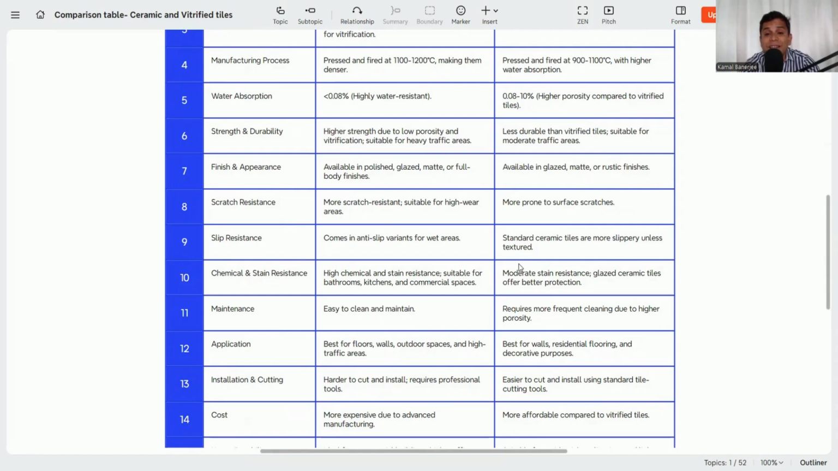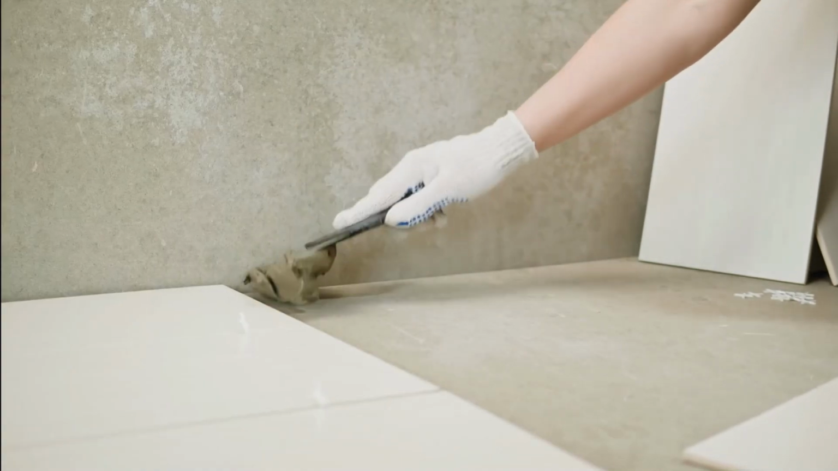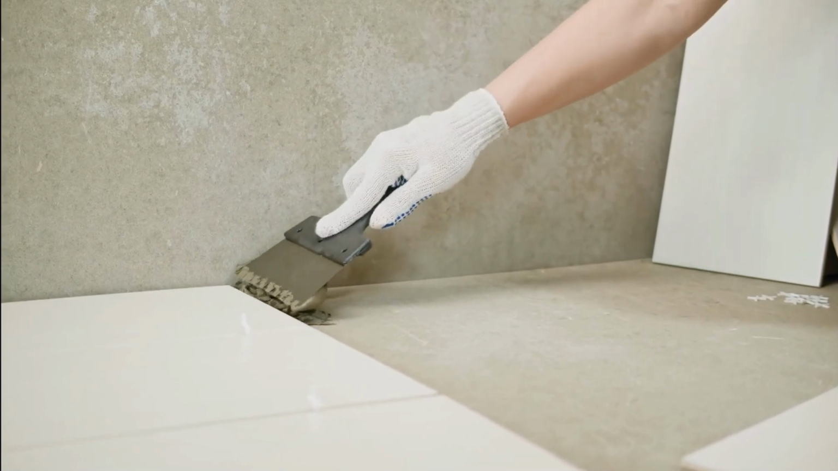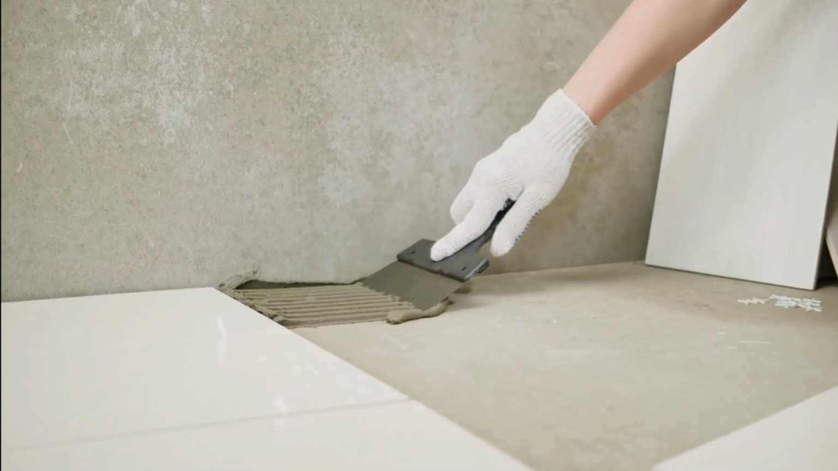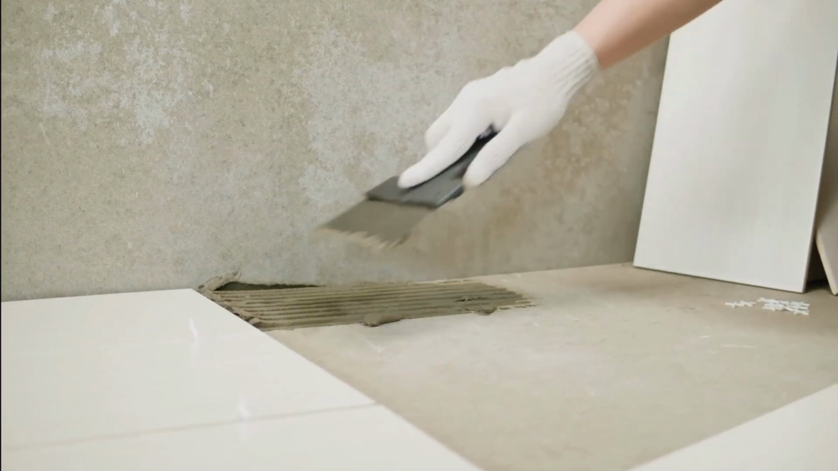So on the finishing criteria, there are different finishes available in both vitrified and ceramic tiles. But if you need higher strength, if you need more durability, if water absorption is a concern, then go for the vitrified tiles. But if it is moderate traffic, so light traffic, and water absorption is not a problem, then go for the ceramic tiles.